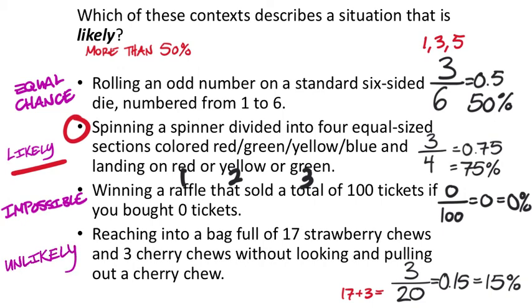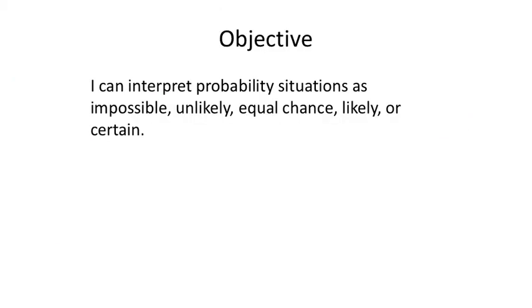Now I think some students want to say something like, well, what if you looked in the bag? Then you could kind of have a better chance of getting it. Yeah, that's true, but we're just kind of without looking at it, so it's kind of a random thing on this, which is important. Randomness is important when we talk about probabilities most of the time. But yeah, it's the second one that would be considered likely. Here's our objective. I can interpret probability situations as impossible, unlikely, equal chance, likely, or certain. And hopefully we feel pretty good about that.